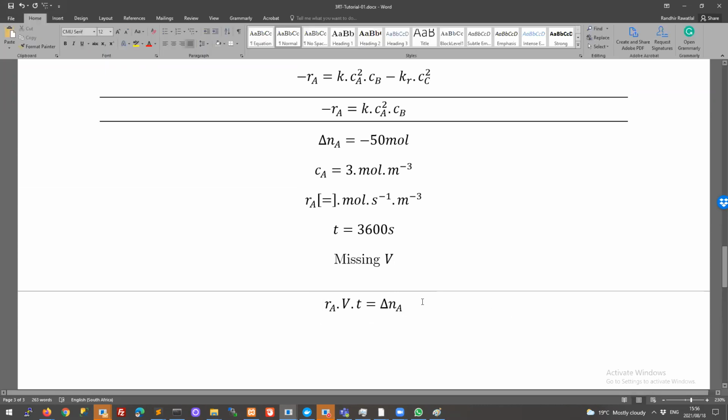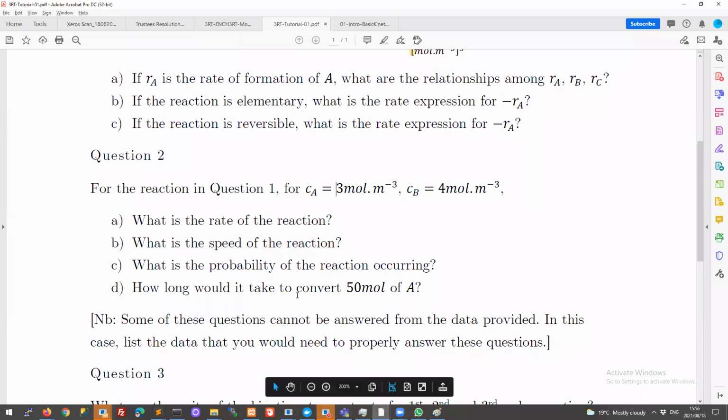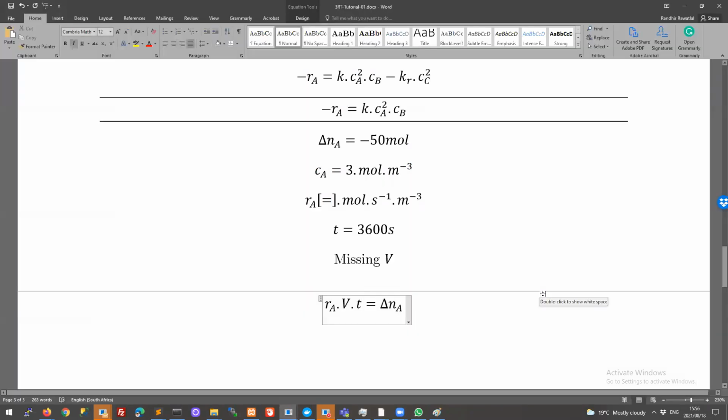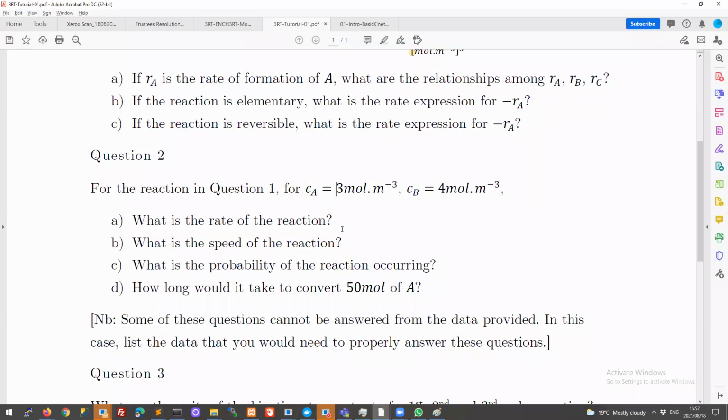Right, or rather, what does it ask? How long does it take? So we don't know the time. We're trying to work out the time, right? So we can work out the time from this equation. We can say the change in moles of A equals the reaction rate times the time. That one's obvious, and then we have to be careful to get the volume also. So you can work that one out.